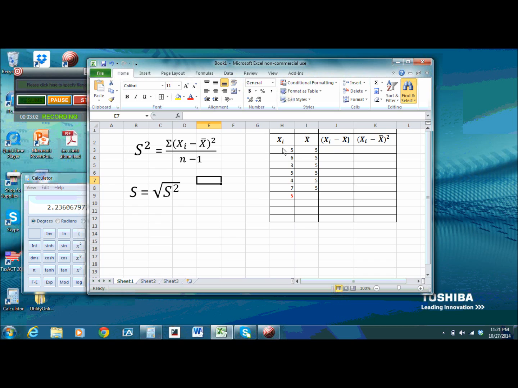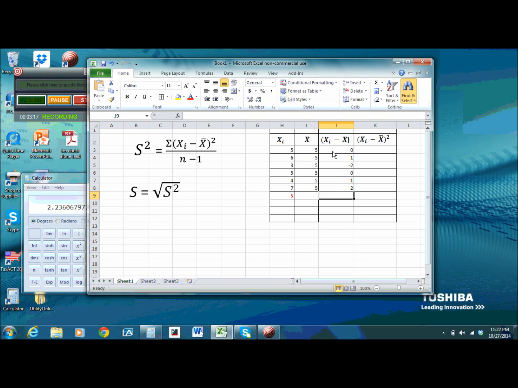So let's do that. What's 5 minus 5? Just 0. 6 minus 5 is 1. 3 minus 5 is negative 2. 5 minus 5 again is 0. 4 minus 5 is negative 1. And 7 minus 5 is 2.